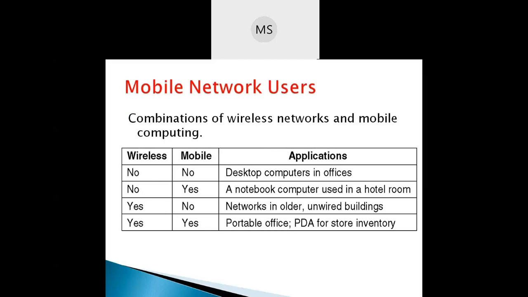So mobile network users, if you are observing, there are various types of mobile network users. Like the desktop computers, if you are observing, we can't move them. So it is not mobile and it is not wireless. A notebook computer in a hotel room is not wireless, but it can be movable. Likewise, networks in older, unwired buildings can be wireless, but they can't be movable. Like portable offices or PDA store inventory, they can be wireless and mobile. Like the mobile phone or laptops you are using, they come under the wireless and mobile part.